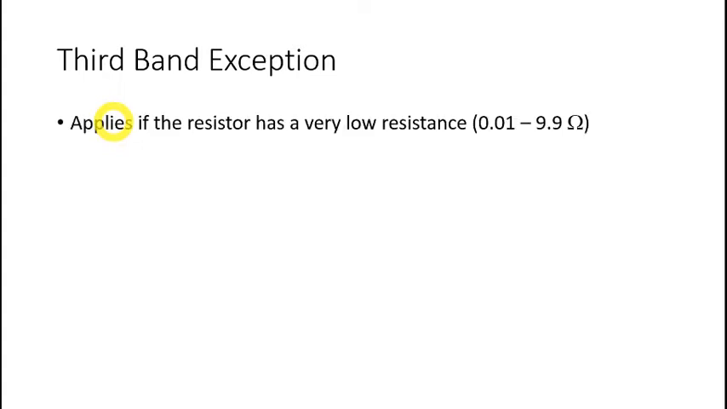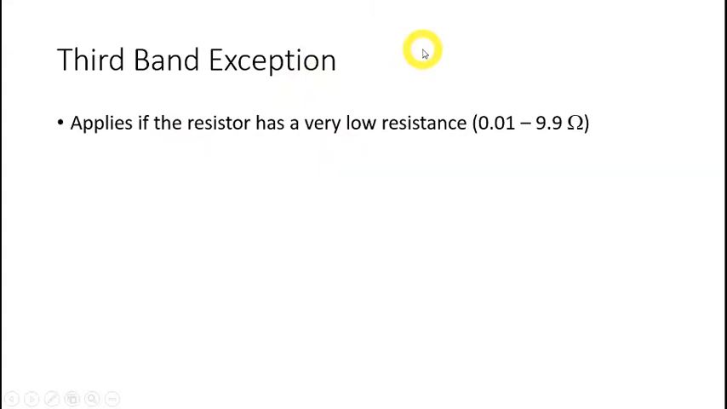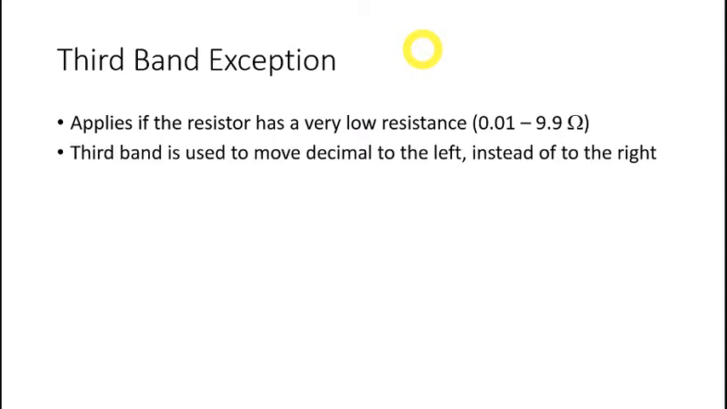Now there is an exception for the third band. Some resistors have a very, very small resistance. This is going to apply to resistors that have a resistance of 0.1 to 9.9 ohms. Okay, these are kind of rare, but you could run across these. And so the third band is used to move the decimal place to the left instead of to the right.